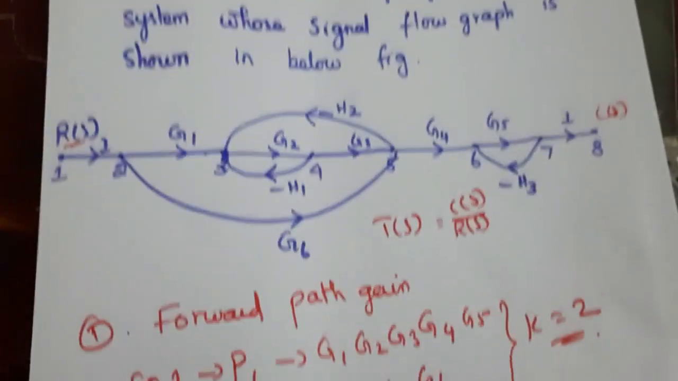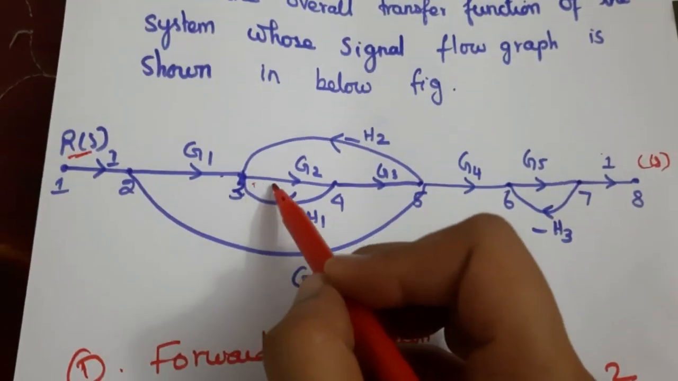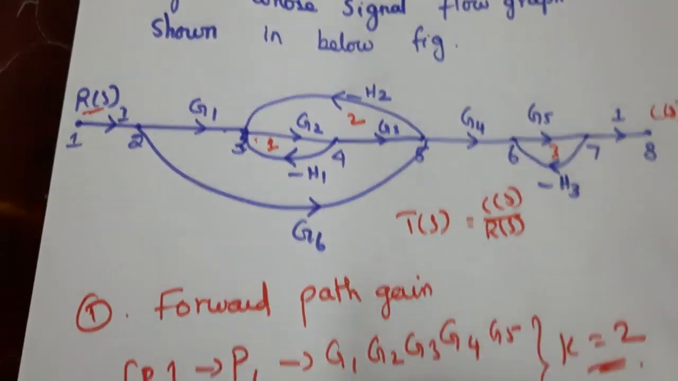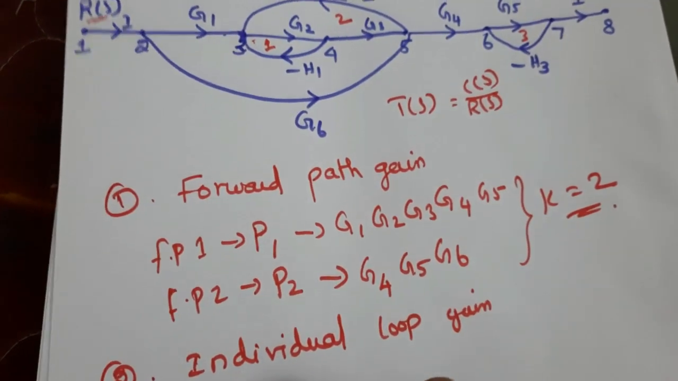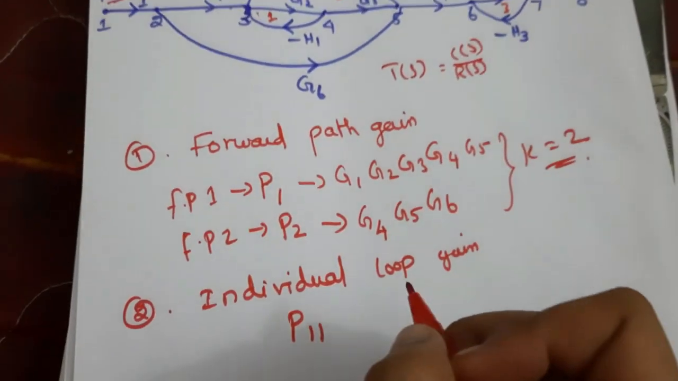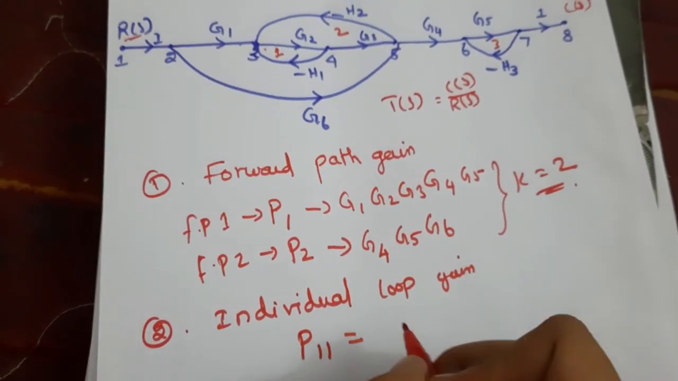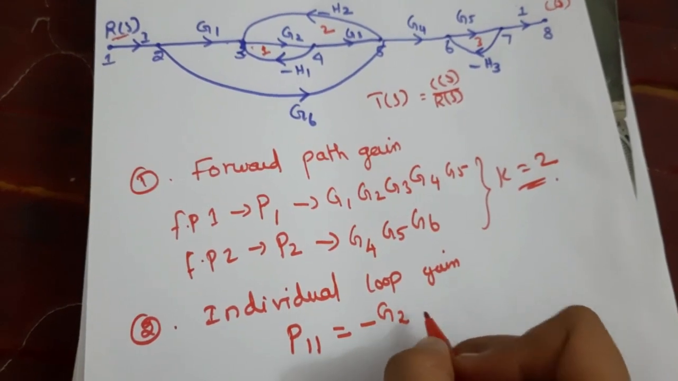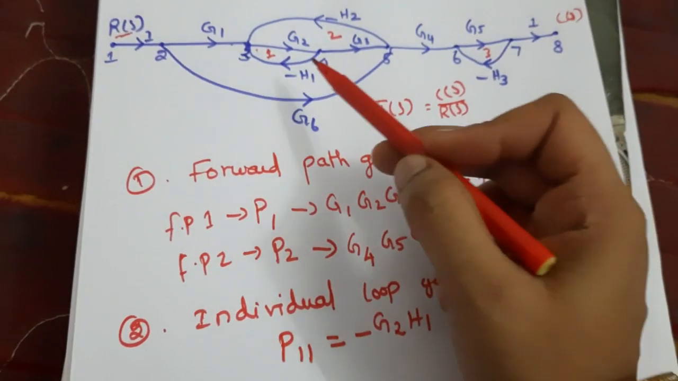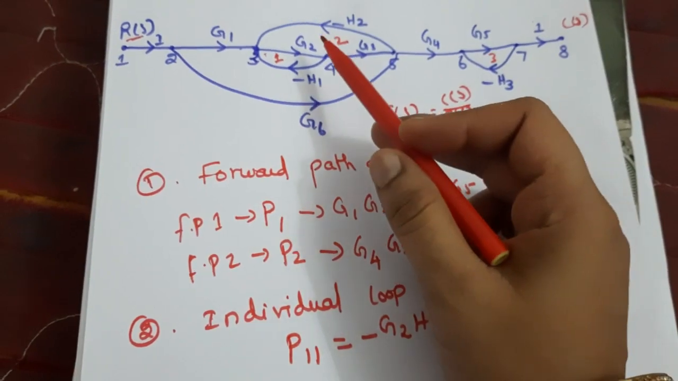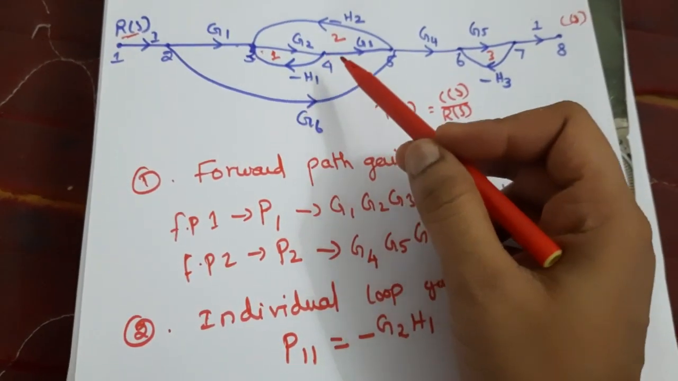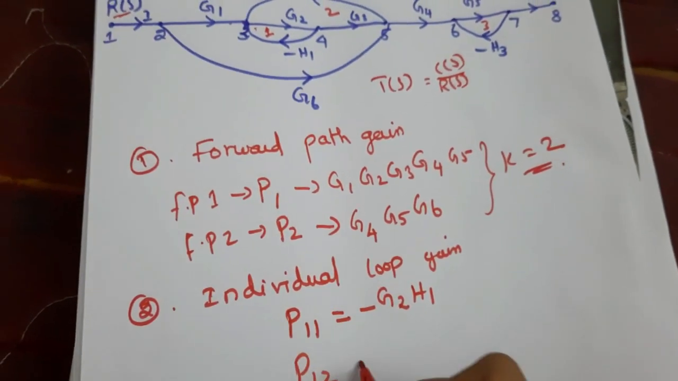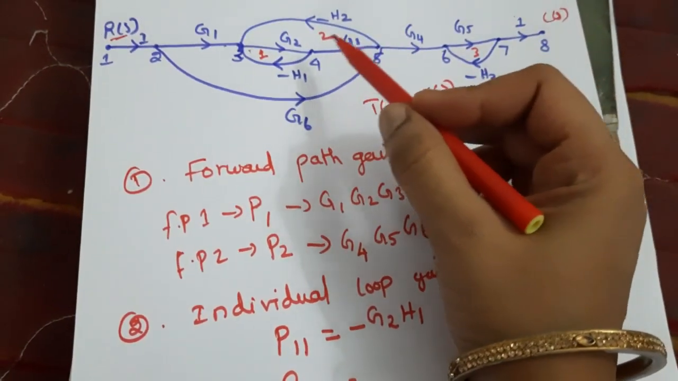So first here there are 3 loops: first loop, second loop and third loop. The first loop we consider as P11, that is equal to minus G2 H1. So the product of G2 and H1 gives minus G2 H1. And again the second loop, consider this.